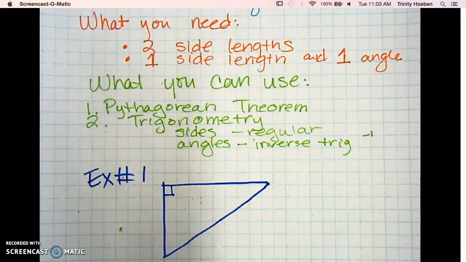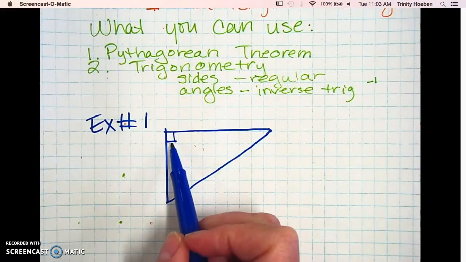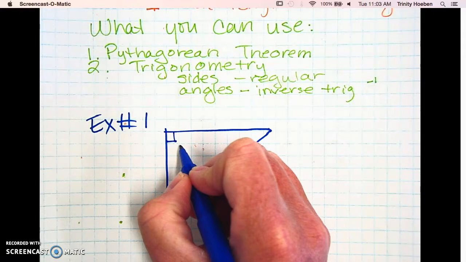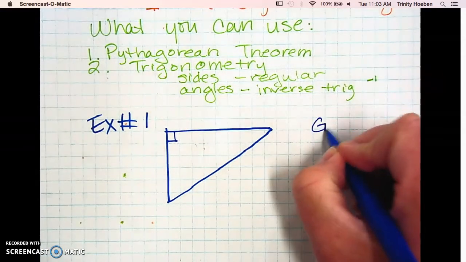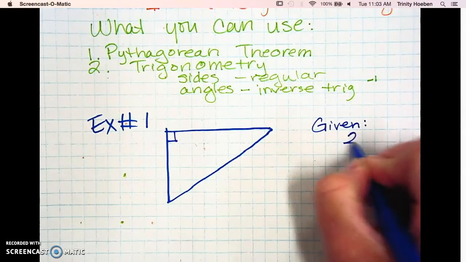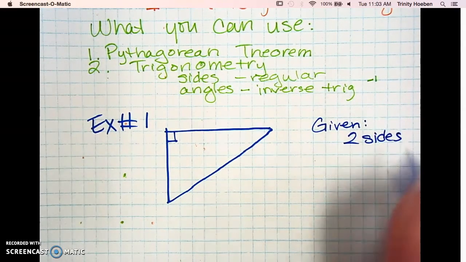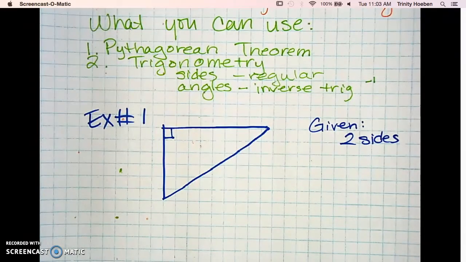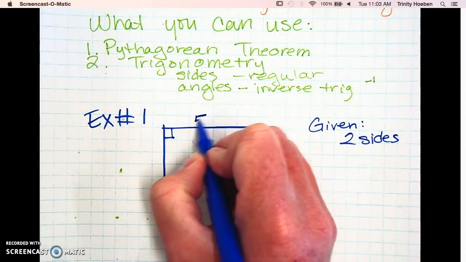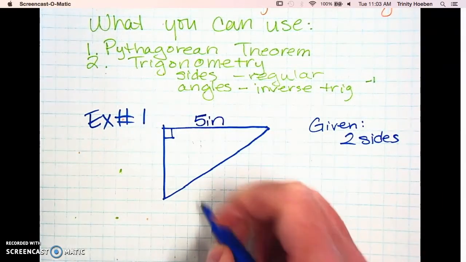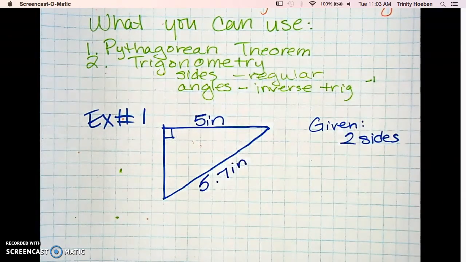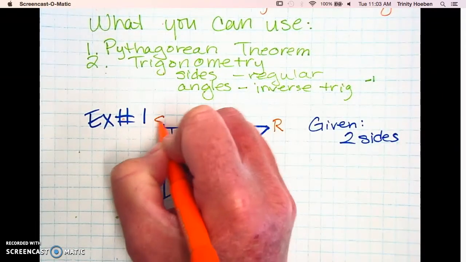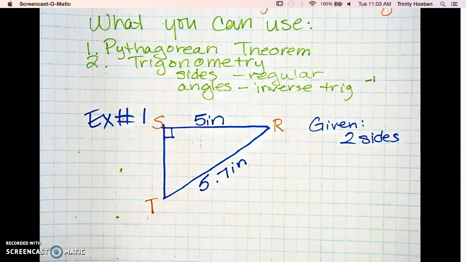So we've got a right triangle. That little box means you've got 90 degrees, okay? And then you're going to be given 2 sides. So the 2 sides I'm giving you is this one right here, we'll call it 5 inches. And this one right here, we'll call it 5.7 inches. And let's just label these vertices. We'll call it R, S, T.